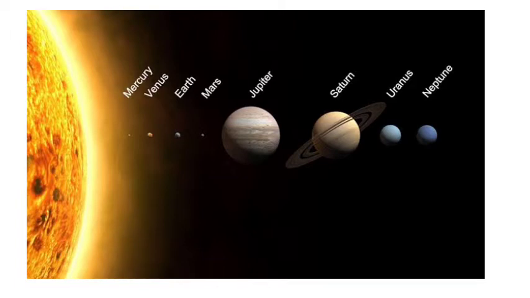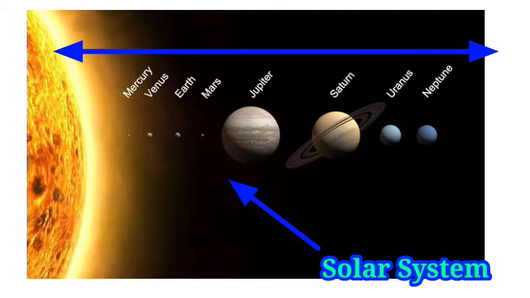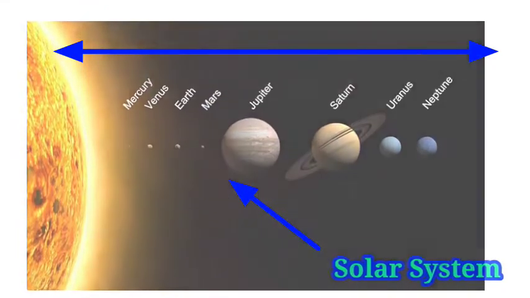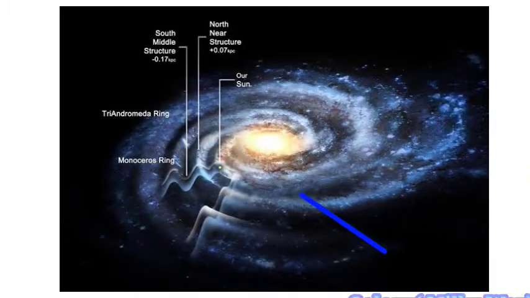What we see in this picture is our solar system. Solar system means the series of the sun and the 8 main planets that orbit the sun. Apart from these 8 planets, other natural satellites, asteroids, comets and meteors are also included in this solar system. The galaxy that is the part of the solar system is called the Milky Way.